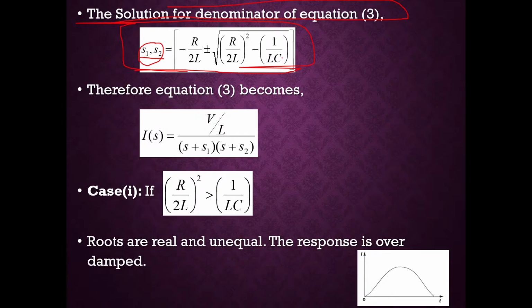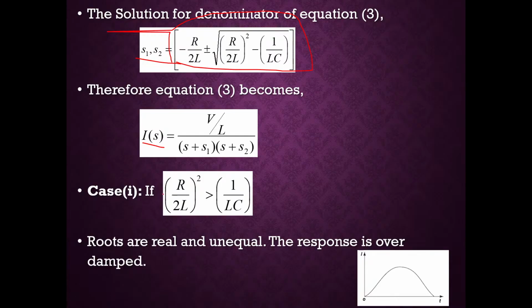Instead of writing this whole expression for S1 and S2, I have simply written S1 and S2 in the above expression, that is, in our equation 3. I didn't write this whole term, I just wanted to make it simpler. So S1, S2 are the roots. What is S1? What is S2? We know. So what is I of S now? V by L by S plus S1 into S plus S2.